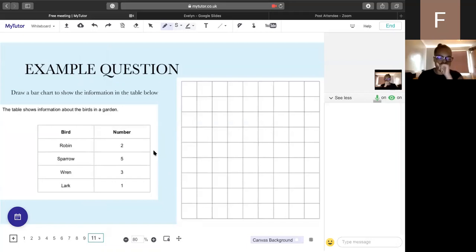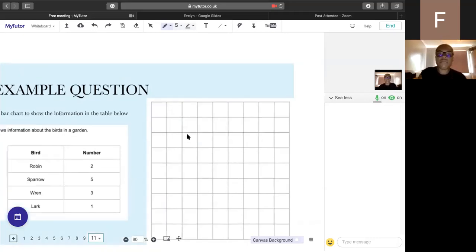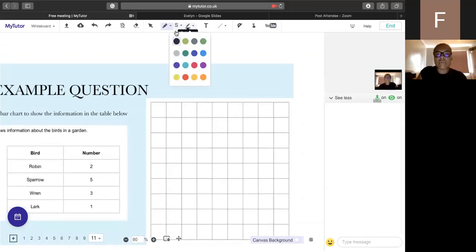So here we've got a table which shows information about the birds in a garden. So we've got robins, sparrows, wrens, and larks. So they want us to draw a bar chart from scratch. So what we should first do is give our bar chart a title. So we're representing birds and the number of them. So any title which makes sure that you use the word birds will actually get you a mark for this question. So you could say something like number of birds in a garden. That would be perfect to get you a mark.